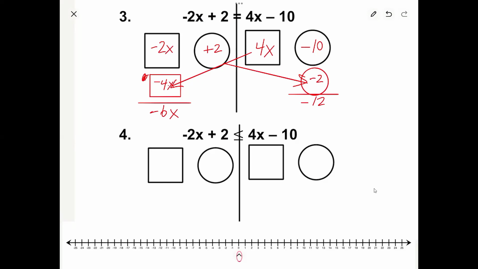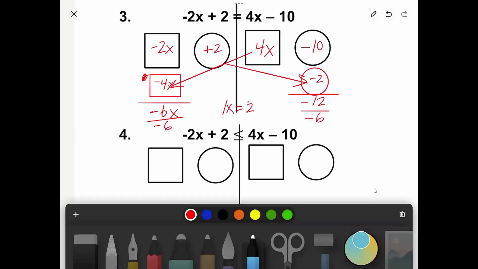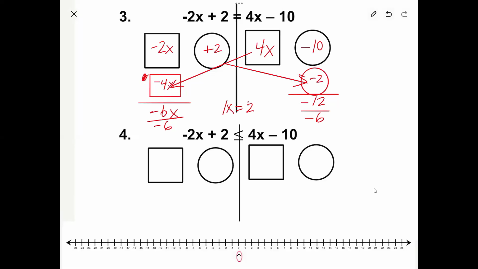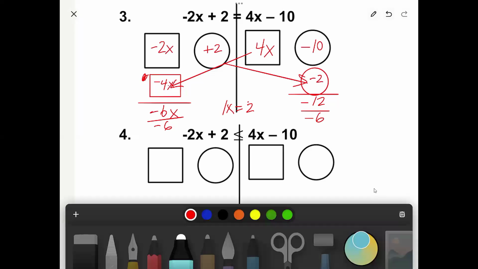So just be careful. Now, last step, divide by the coefficient. The coefficient is -6. So you divide both sides, so it's going to be 1x equals a +2. So if I were plotting that, I would go to a +2 and I would put a circle there. And there's no arrows because this one has one solution. The equation has one solution. Boom, done.